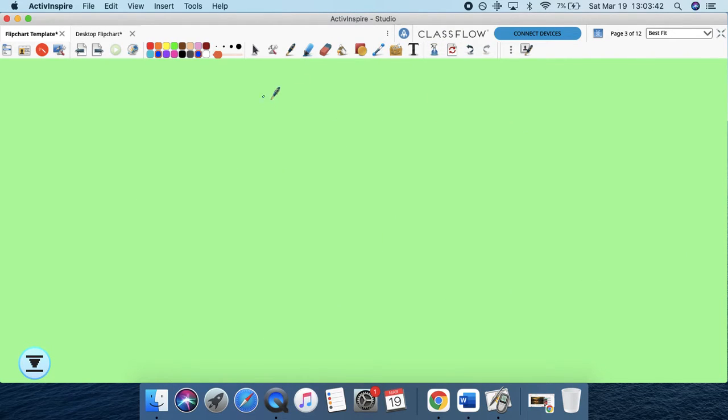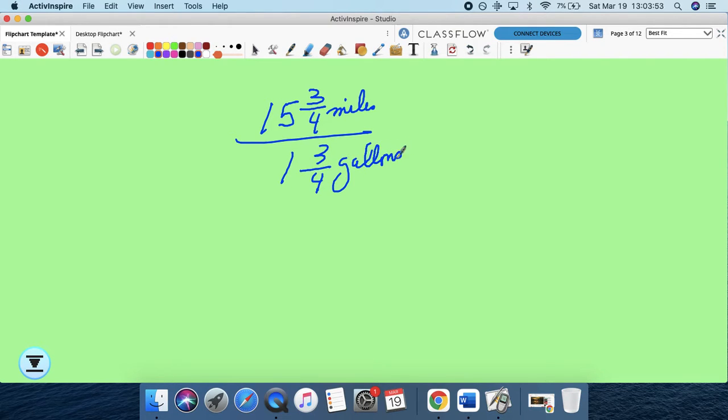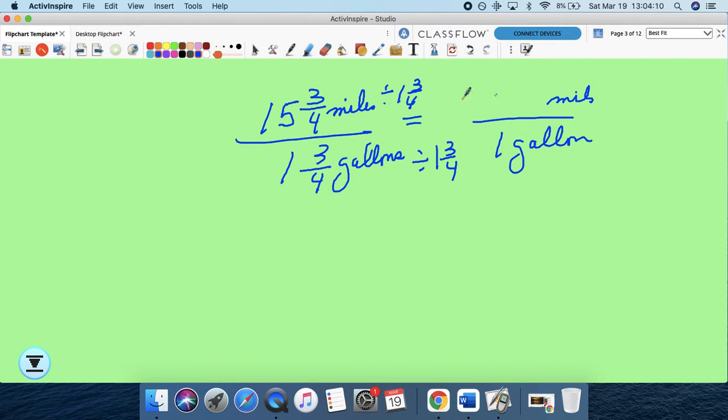9. A car drives 15 and 3/4 miles using 1 3/4 gallons. How many miles can the car travel per gallon? So with 1 gallon, how far can it travel? Well, if you have a calculator, which you will in the test, you can just punch that in, right? Divide top and bottom by 1 3/4.